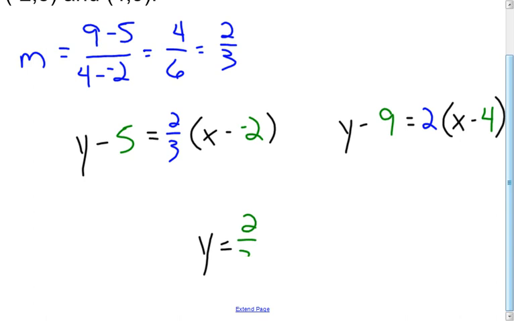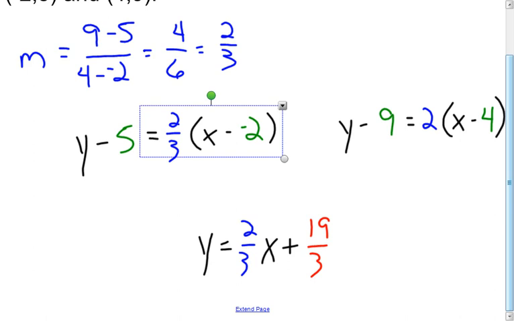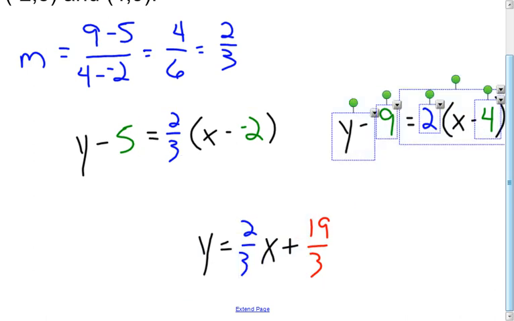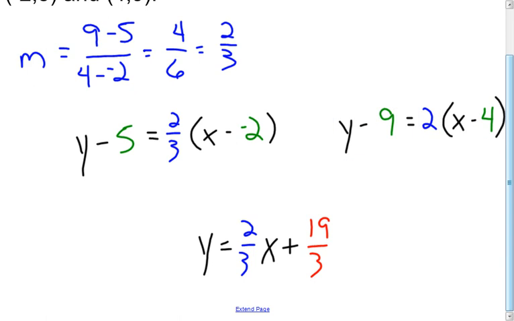2/3, that shouldn't change because there's your slope. You're going to have your x plus, and then that y-intercept you find out, not a messy decimal, but a messy fraction, comes out to be 19/3. So if you took this equation, solved it for y, you get this. Take this equation, solve it for y, you still get the same slope-intercept form.